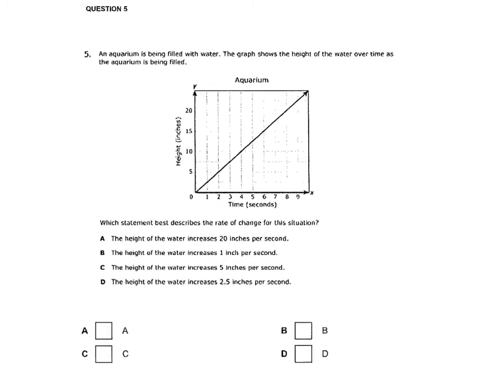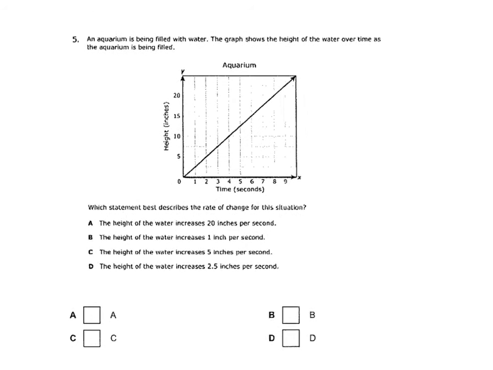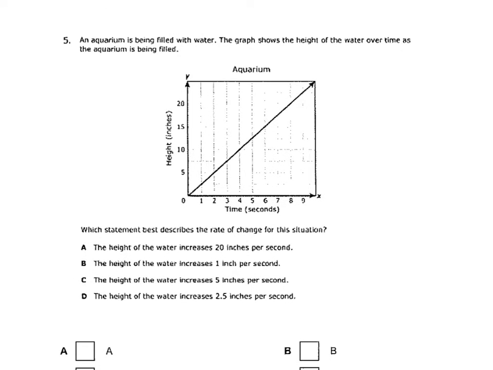Number 5, an aquarium is being filled with water. Which statement best describes the rate of change for the situation? 2 ways we can do this. Since our answer choices are looking at per second, that means per 1 second is what that really means, right? So if we look at the 1 second mark and see where our line crosses. So if it's between 0 and 5, it should be 2.5, which should be D.